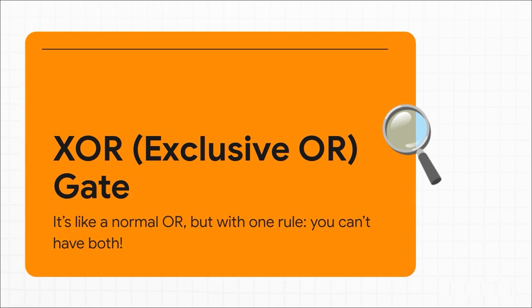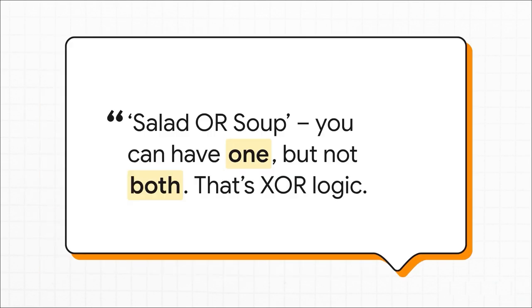It's very particular. The perfect real-world example is when you're ordering from a set menu at a restaurant. You know how it says choice of soup or salad? That's XOR logic right there. You can have the soup or you can have the salad, but you can't have both. It's one or the other, exclusively. That's exactly how the XOR gate thinks.